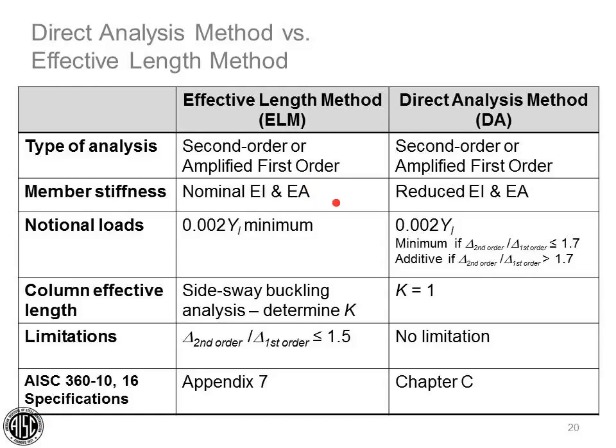For member stiffness, the effective length method uses the nominal member stiffness. The direct analysis method uses reduced member stiffness in the strength analysis to account for softening of the lateral system due to residual stresses and distributed plasticity.